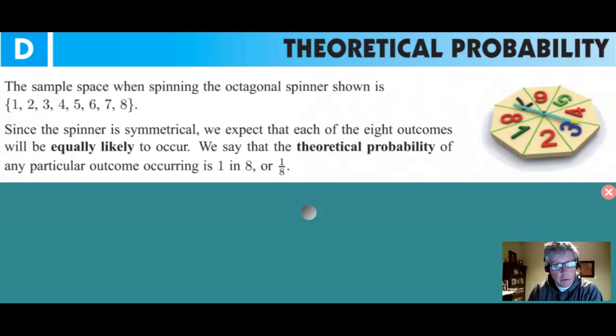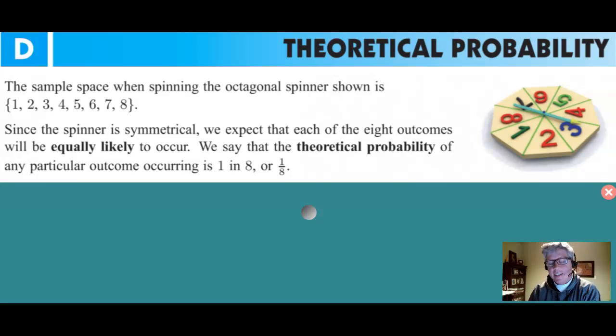It's called theoretical probability. And basically, if you can count the number of successes over the number of trials, that's what theoretical probability is.